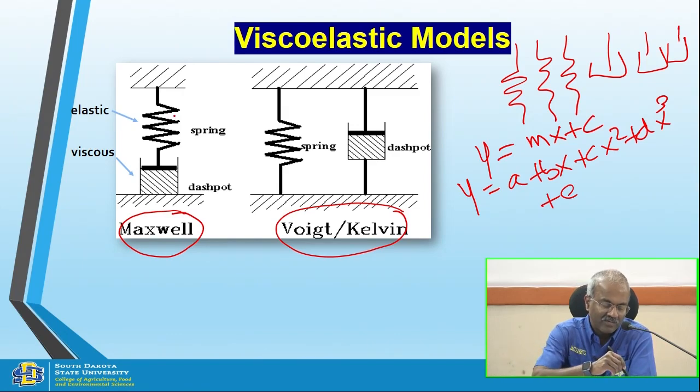Spring is elastic, dashpot is viscous, and that's what we are going to discuss one by one now. Any questions so far?